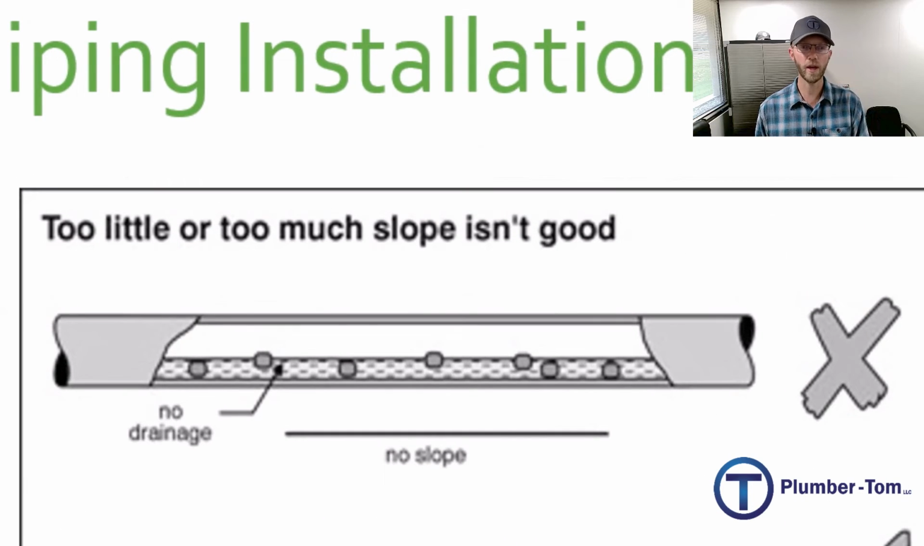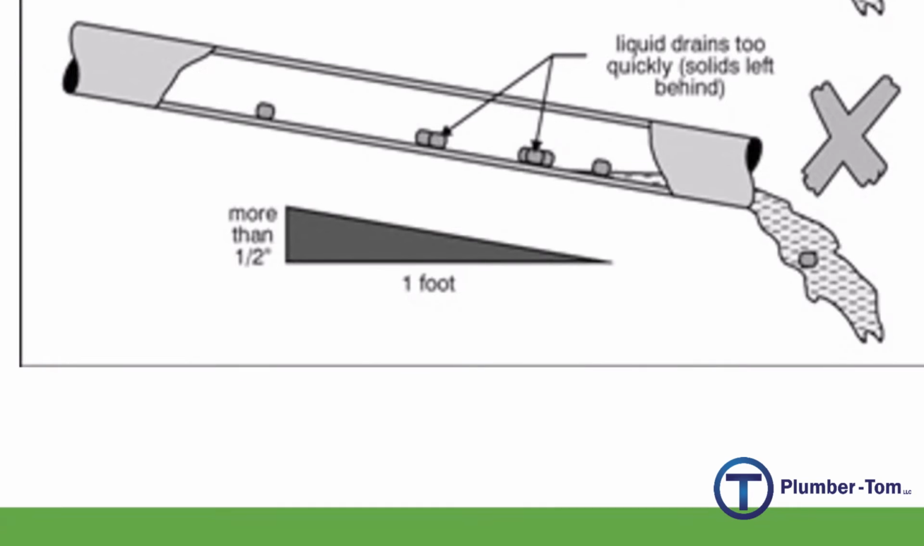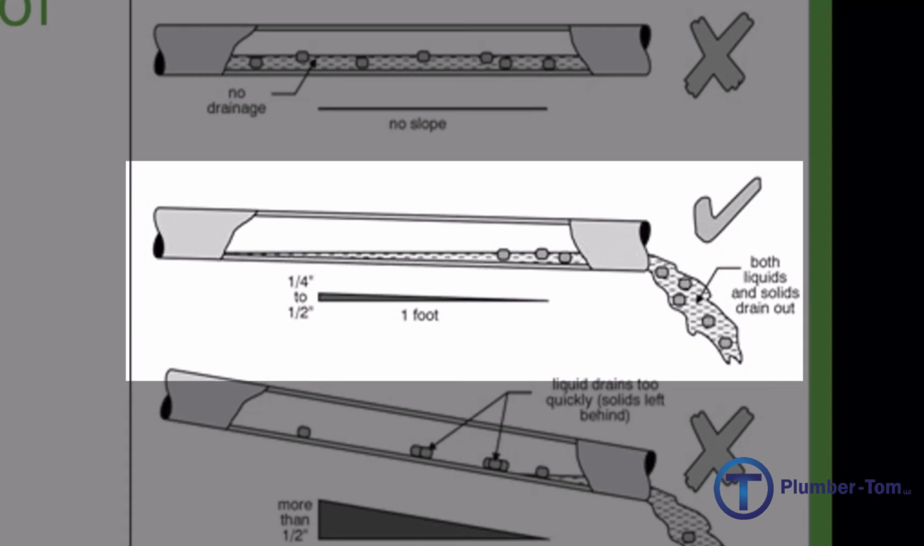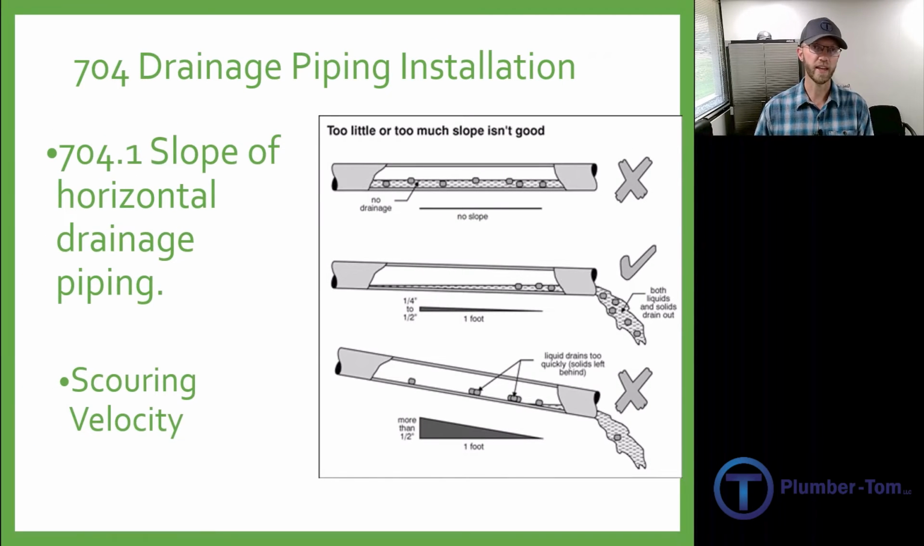What happens if you don't have any slope? Well, obviously everything just sits in the pipe. But did you know that if you have too much slope, that is also a problem? Because the fluids, the liquids, will outrun the solids if there is too much slope over distance. So we need a nice, even, uniform slope in order to keep all the solids flowing along and moving downstream.